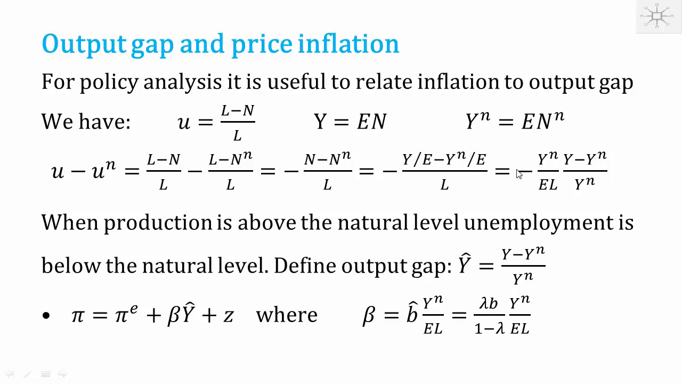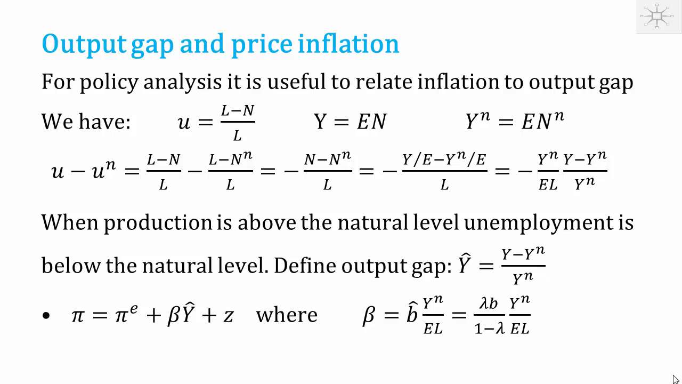And it's a negative, there's a minus sign. So this algebra says a very simple thing, that when production is above the natural level, then unemployment is below the natural level. So if production is above the natural level, then this is positive. We have a positive thing here, and we have a minus sign. That means that unemployment must be lower than the natural level, so that this is negative. And that's what this says, that if production goes up, unemployment goes down.